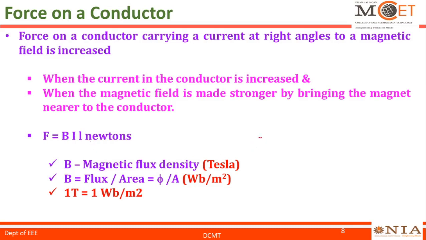Active length means, let's see, we have a magnet with a north pole and a south pole. This indicates the flux lines. If the conductor is placed inside the field, and only this portion of the conductor is placed inside the magnetic field, then this refers to the active length of the conductor. That is only being considered.